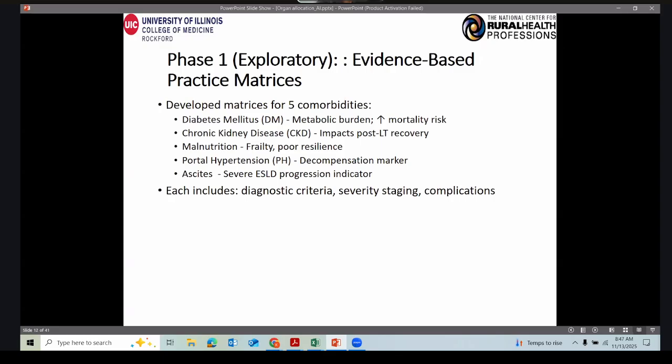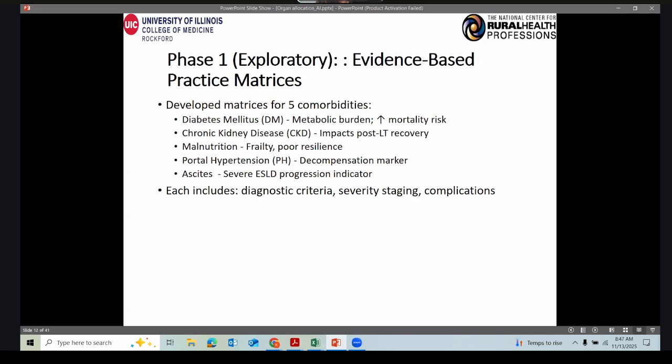Next is chronic kidney disease. Many end-stage liver disease patients develop chronic kidney disease. CKD is particularly important because it affects post-transplant recovery. Patients with poor kidney function before transplantation often have longer hospital stays and more complications afterwards.